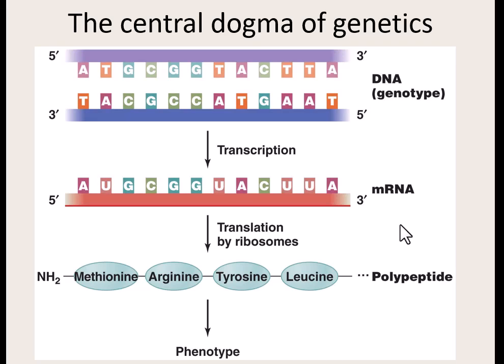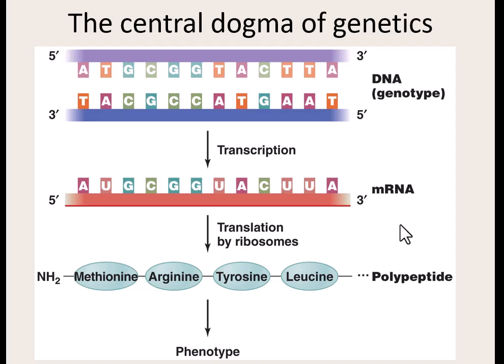This is your basic central dogma of genetics. You take your double-stranded DNA, and I want to make a copy of just one small snippet. There would be way more DNA than just that little snippet, but I'm going to make a copy, and I'm only going to copy one strand. DNA is double-stranded, and I'm only going to copy one strand.